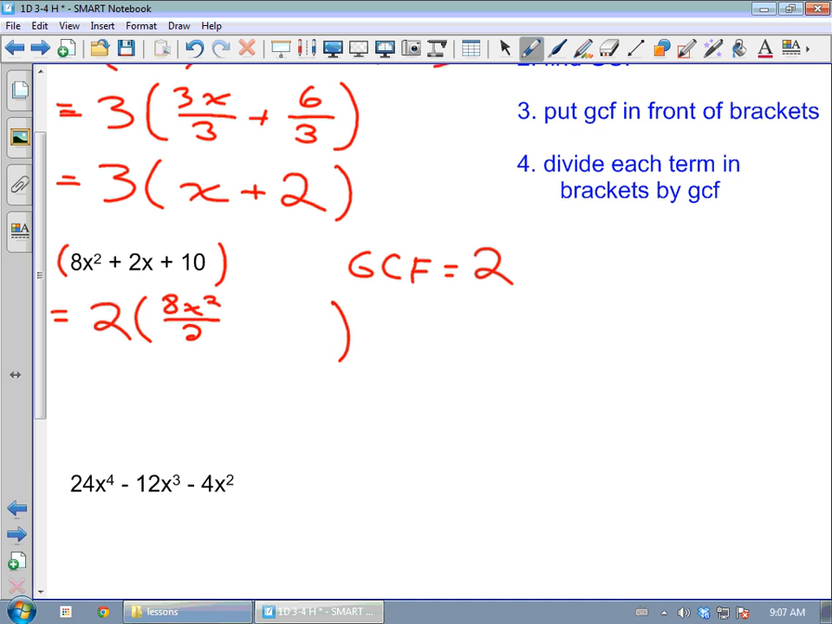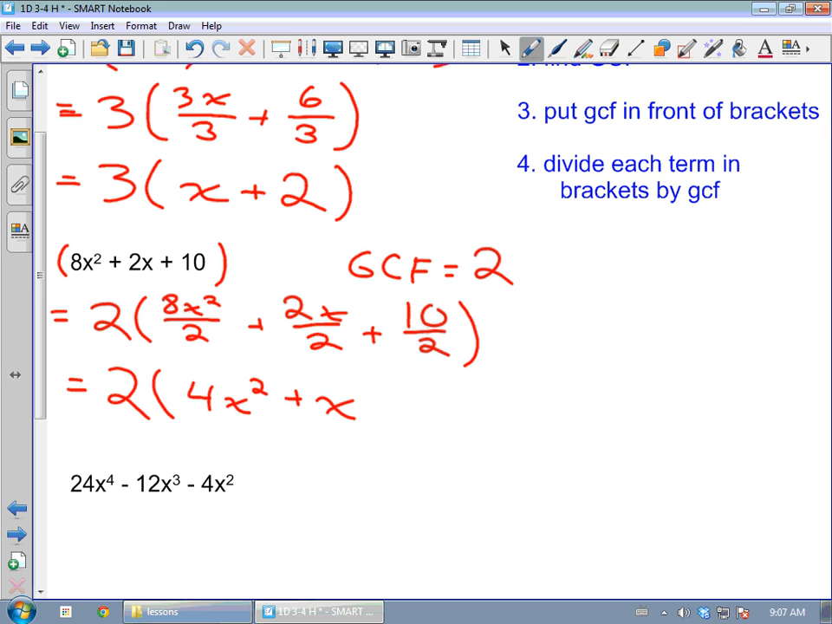8x squared divided by 2, I'm going to need more room here, plus 2x divided by 2, plus 10 divided by 2. Keep that 2 out front, and then in the brackets we're going to do our division. 8 divided by 2 gives us a 4, so we have 4x squared. 2x, let's see, 2 divided by 2 is going to give us 1, so we're just going to have an x. And then 10 divided by 2 gives us 5 as our answer. So our factored expression is 2 times 4x squared plus x plus 5.